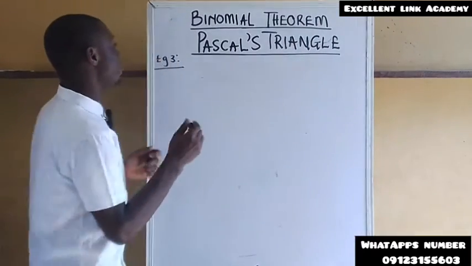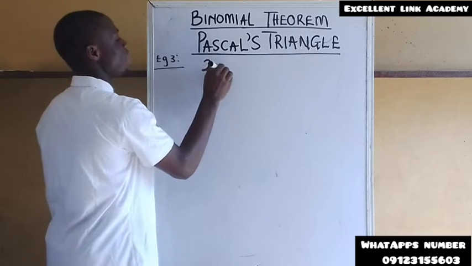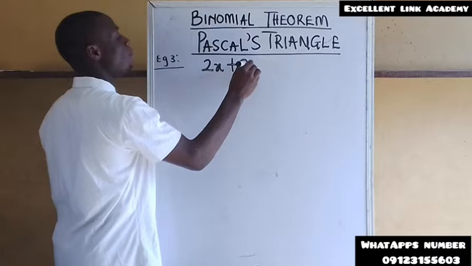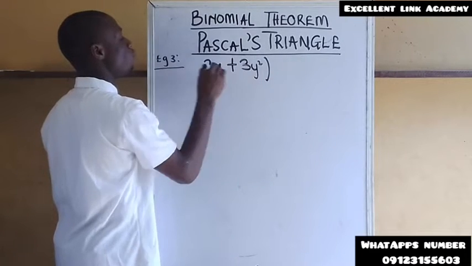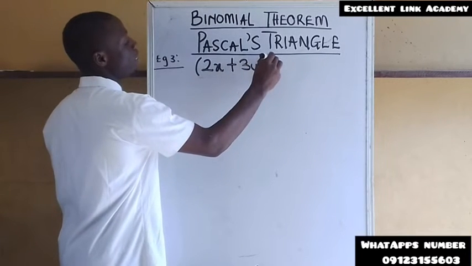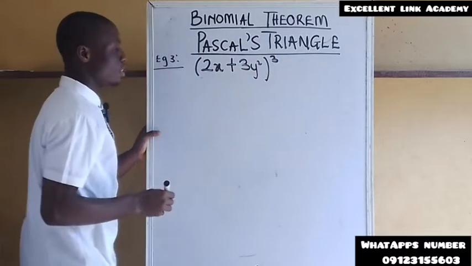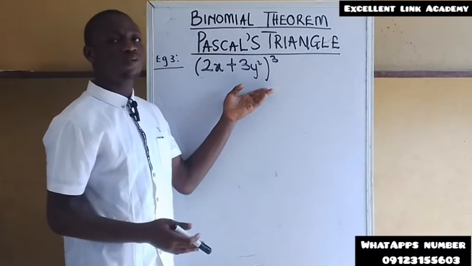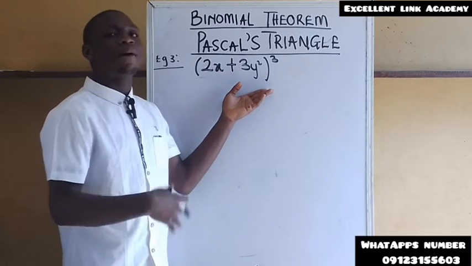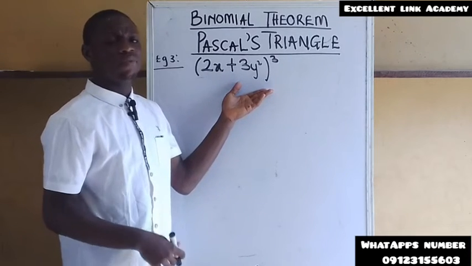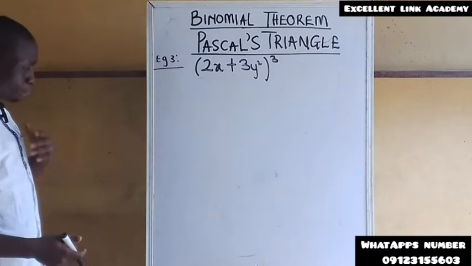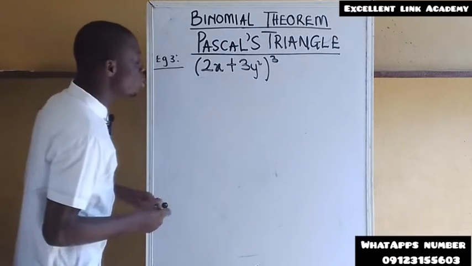If I have 2x plus let's say 3y to the power of 2 being raised to power let's say 3, for instance, we are told to expand this using Pascal's triangle. What do we do? Apply the same concept, please. Apply the same concept. What's the idea? We said the idea was that what?